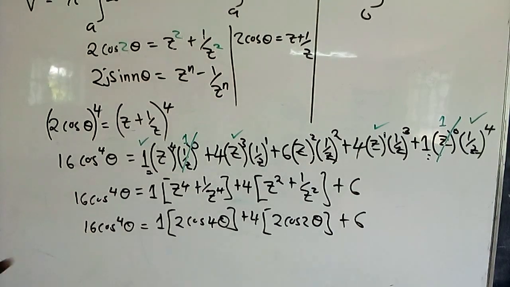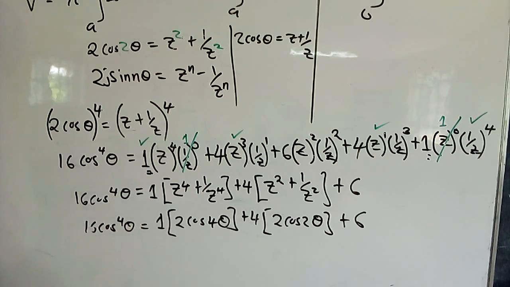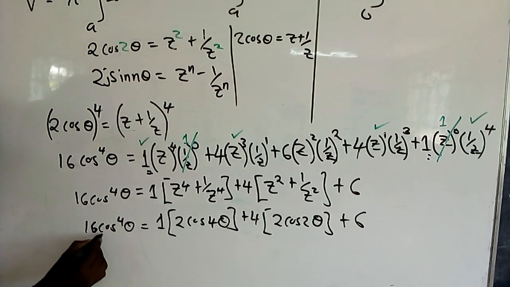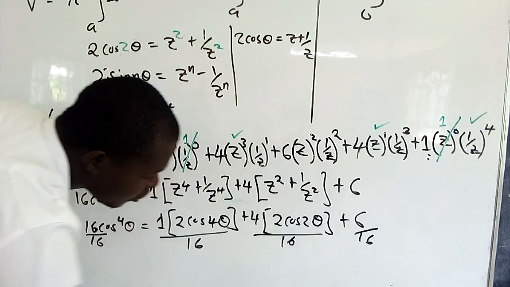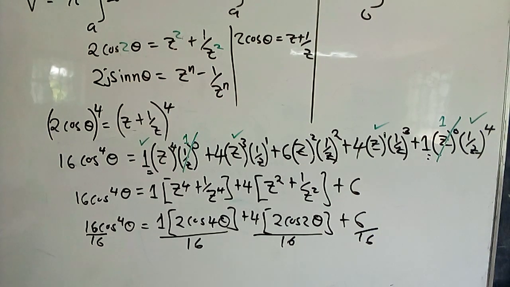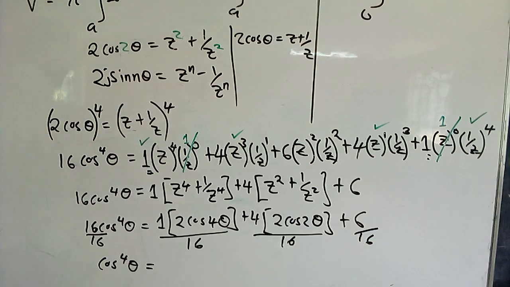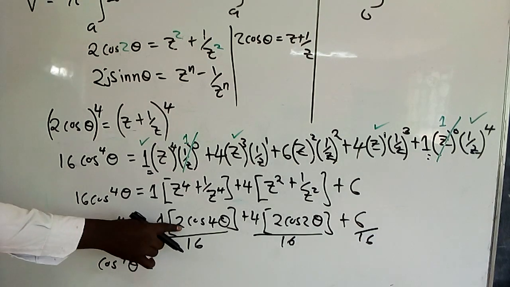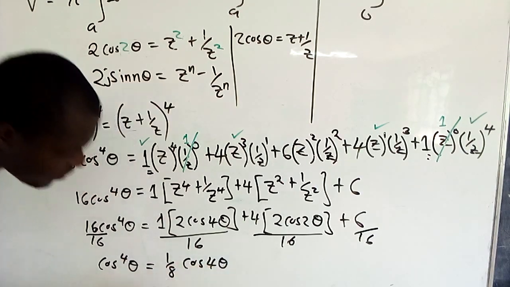So you are dividing both sides by 16 to get cos raised to power 4 theta. So you are dividing both sides of the equation by 16. If you divide both sides of the equation by 16, what do we get? Cos raised to power 4 theta. It is not cos 4 theta, it is cos raised to power 4 theta. It's different from cos 4 theta, isn't it? Cos raised to power 4 theta equals, here 1 times 2 is 2. 2 divided by 16, you get 1 over 8 cos 4 theta.